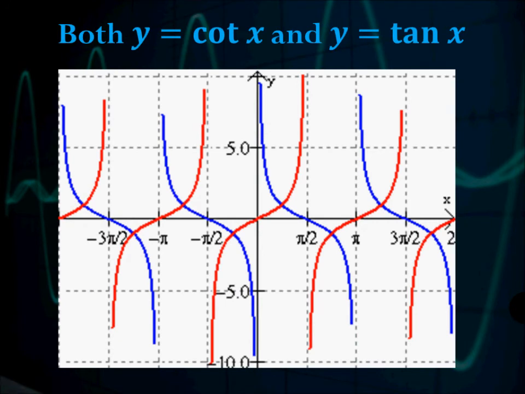Alright, so here are both cotangent and tangent on the same graph. You will notice where tangent is 0, tangent is the red one, the cotangent is going to have an asymptote because it's the reciprocal. Likewise, where cotangent is 0, tangent is going to have an asymptote because tangent and cotangent are reciprocals. So you can see how they look together.